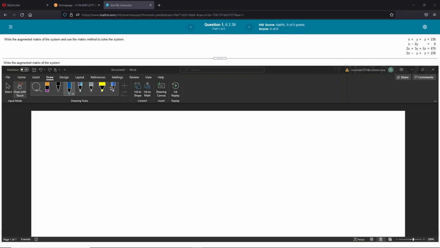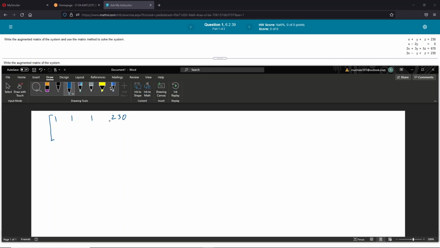Well, the first thing we're going to do is to write the augmented matrix for the system. Since we do have four equations, we're going to have four rows. But we still only have three variables and the constant terms, so there will only be four columns. The first three columns will be the coefficients for the variables, and the last column will be the constants. So the first row we have x plus y plus z equals 230, so we'd have the row 1, 1, 1, 230.